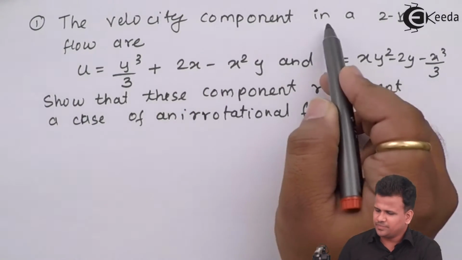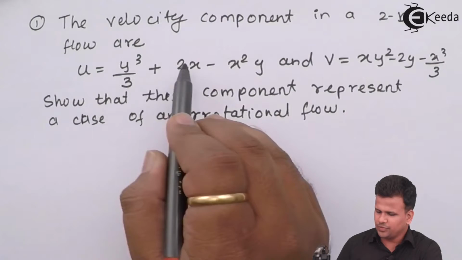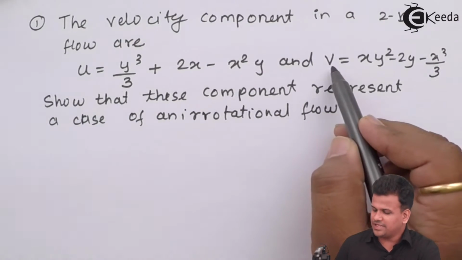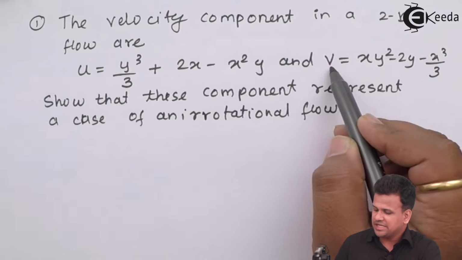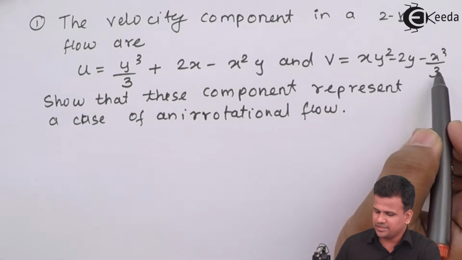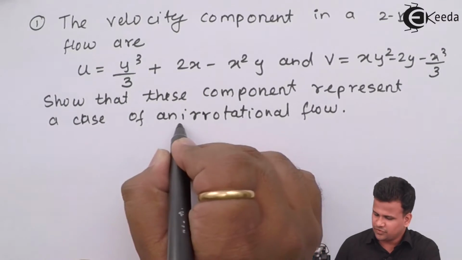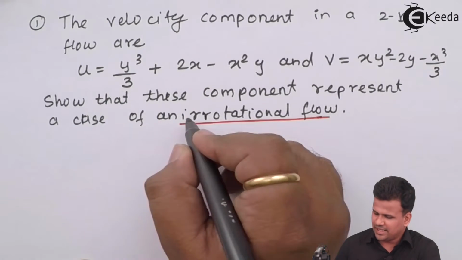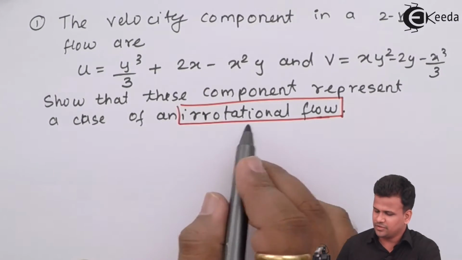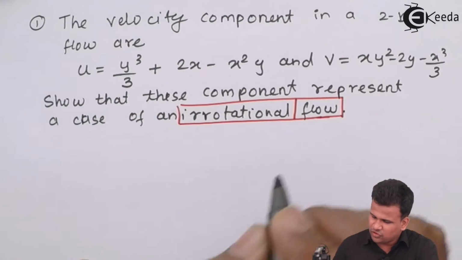The velocity components in two dimensions are u equals y cube by 3 plus 2x minus x square y, and v, that is velocity along y direction, is xy square minus 2y minus x cube by 3. We have to show that it represents a case of irrotational flow. So there are two things over here: irrotational and flow. First we'll see whether it flows or not.